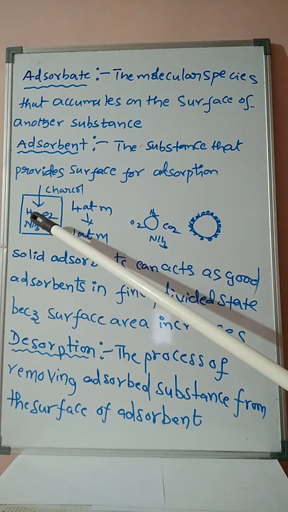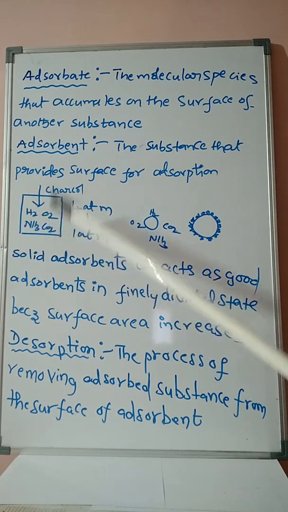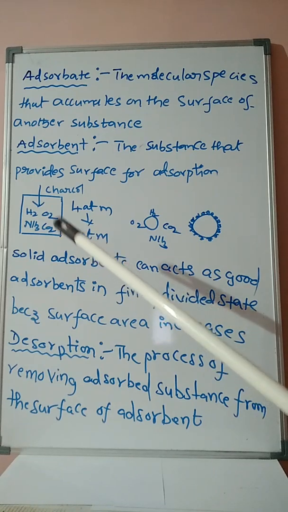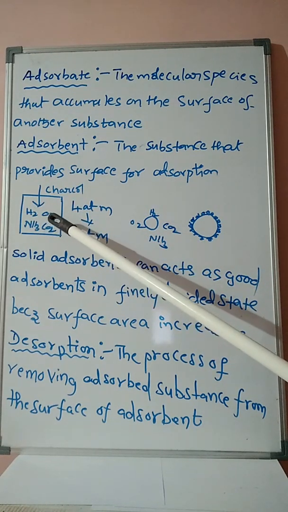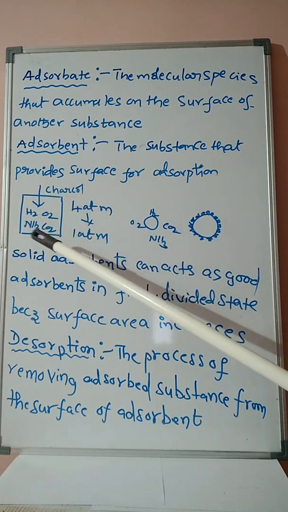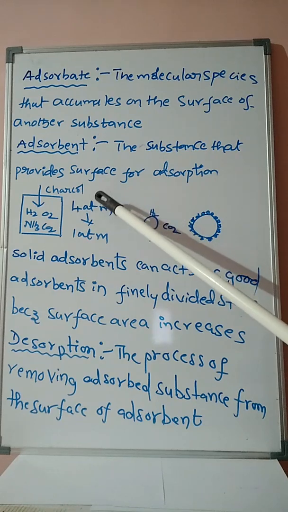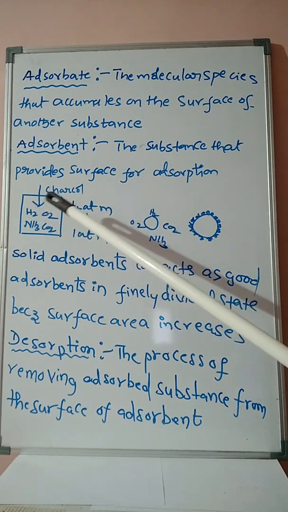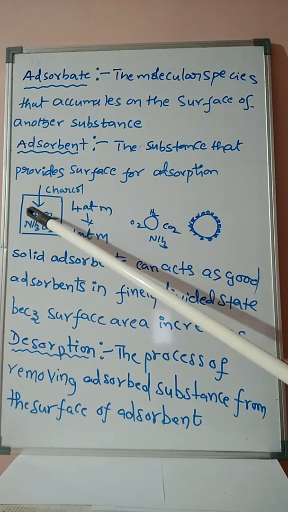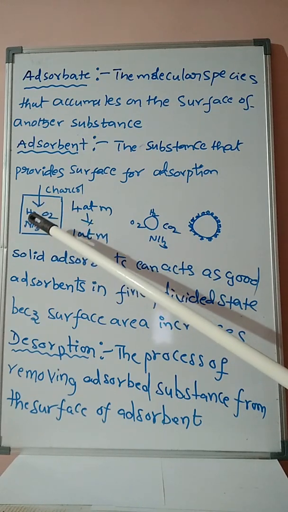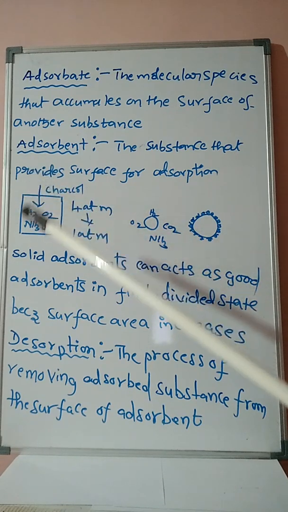Let us consider a mixture of hydrogen, oxygen, ammonia and carbon dioxide gases present in a closed container. When charcoal is added to the mixture of these gases, what happens? Before addition of charcoal, the pressure of the vessel is 4 atmosphere, because these gases apply pressure on the walls of the container.